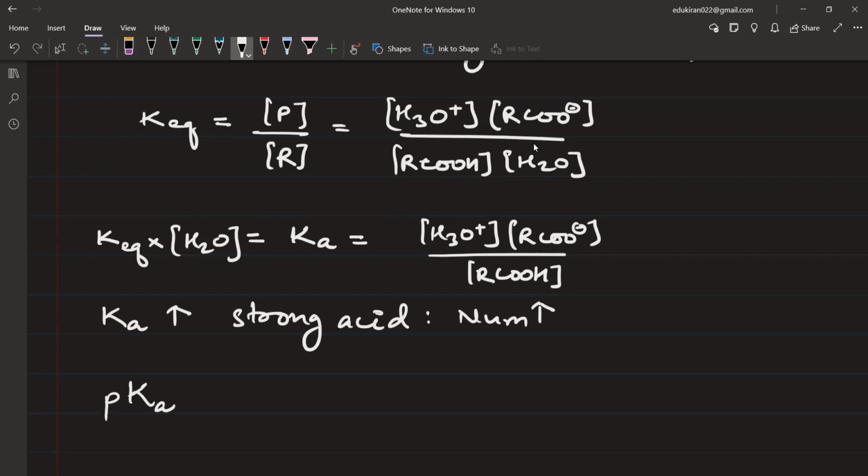Ka generally is very high for you. The value of Ka is generally in terms of like 10 to the power 6, 10 to the power 7, 10 to the power 3, 10 to the power 2, like this. So we don't use K, we use pKa, and pKa is minus log of K. Generally we define pKa like this: minus log of K.